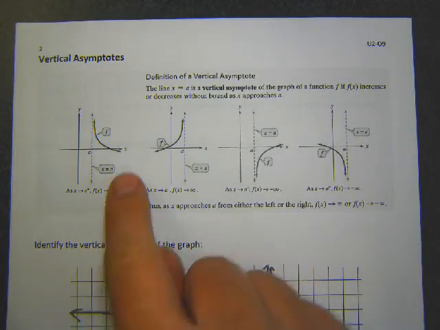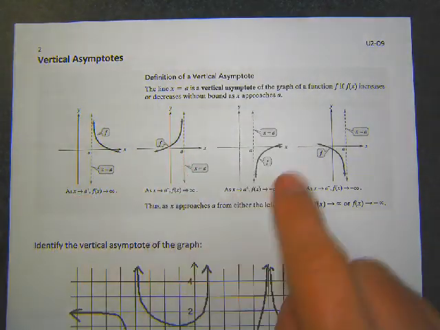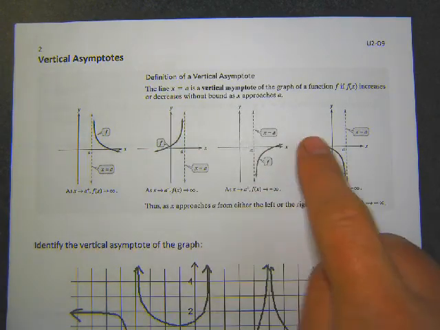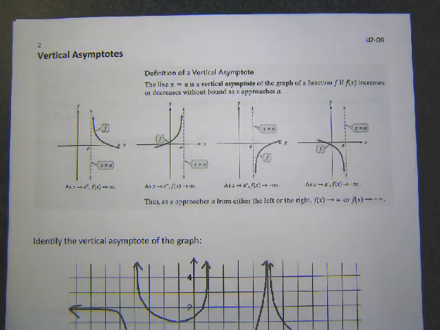As you approach the line from the right, you can go up and up and up to try and avoid the line, or they can go down and down and down. As you approach from the left, they can go up and up and up, or they can go down and down and down. Basically, they're just going to either shoot upwards or dive downwards because they're trying to avoid hitting at a value, and they will never quite touch that line.